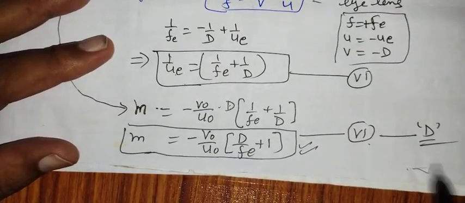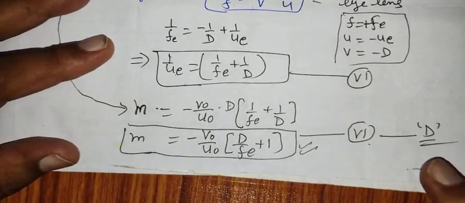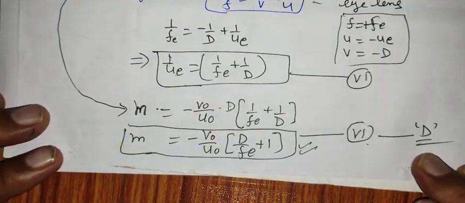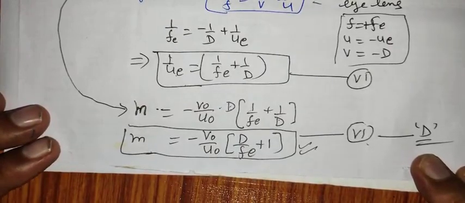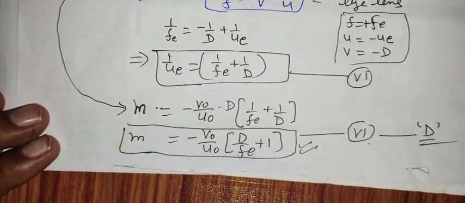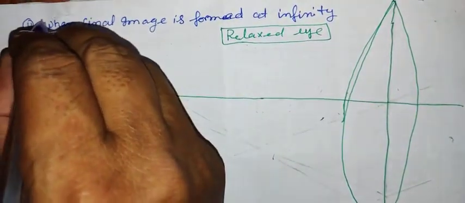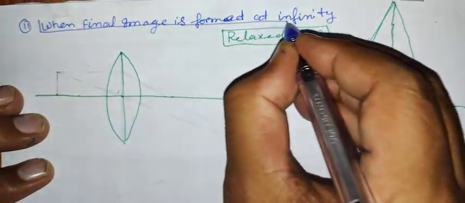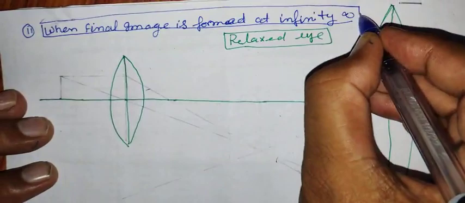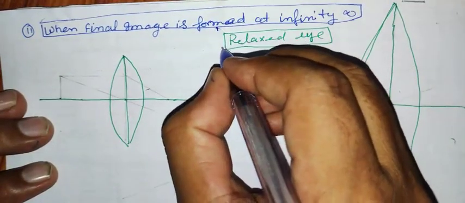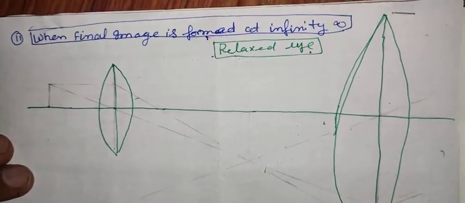Now we will derive the formula also for when we see the final image with a relaxed eye. For a relaxed eye the final image will be formed at infinity. So we will see that also. For the formula of magnification when the final image is formed at infinity, which is when it is seen with relaxed eyes, let us see the ray diagram.